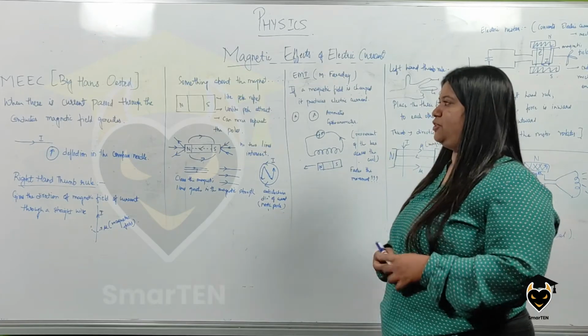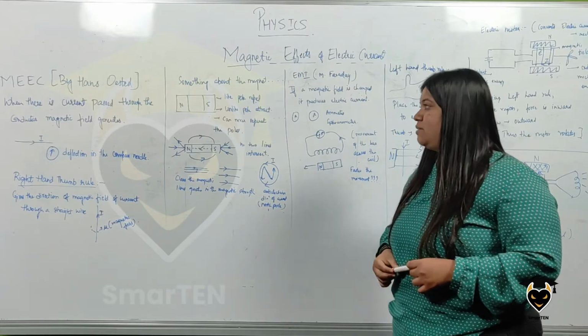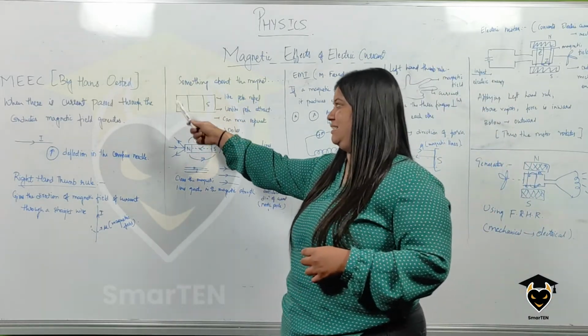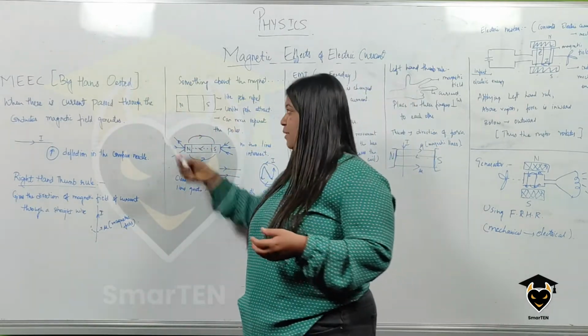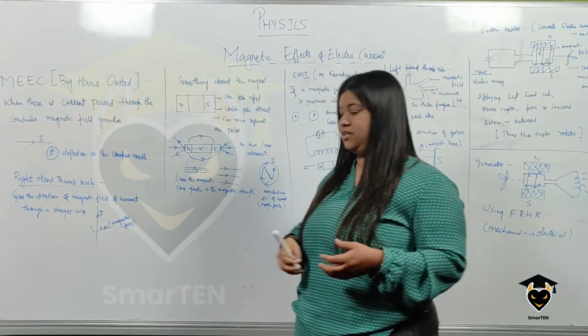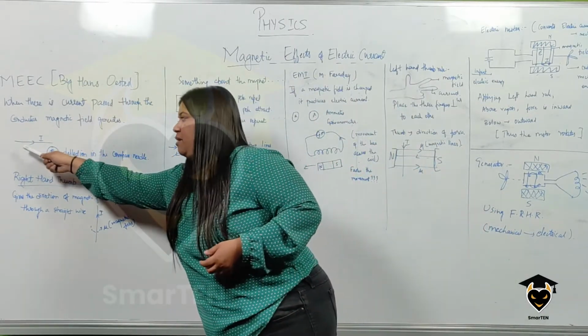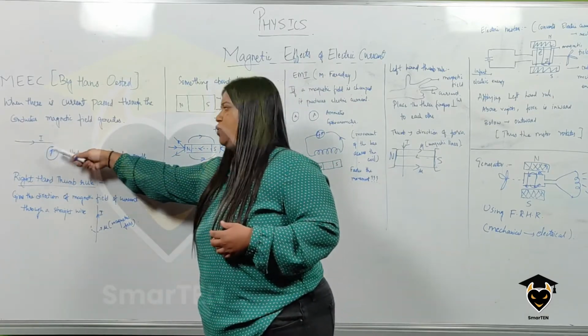In this video, we shall quickly go through the chapter Magnetic Effects of Electric Current. So, the magnetic effect of electric current (MEEC) was given by a scientist named Hans Ørsted. According to him, whenever a current is passed through a conductor, a magnetic field is generated.